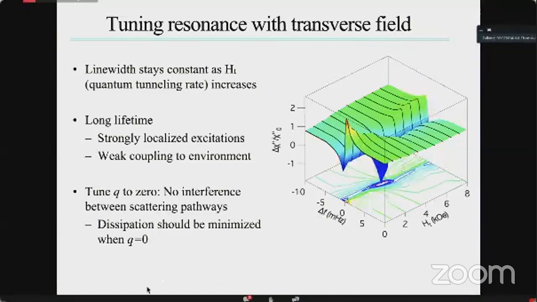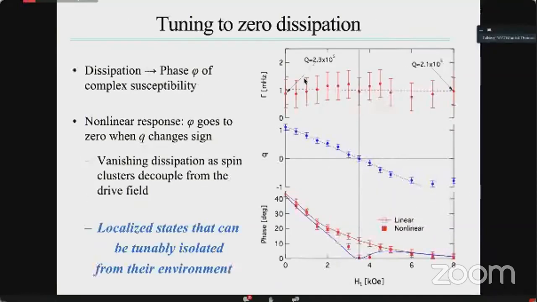So what does the imaginary part look like in the nonlinear regime? Okay, so that's what I'm going to plot here. So here, let me just show you this is the Q factor, the quality factor, basically of the resonance, which is of order 100,000.